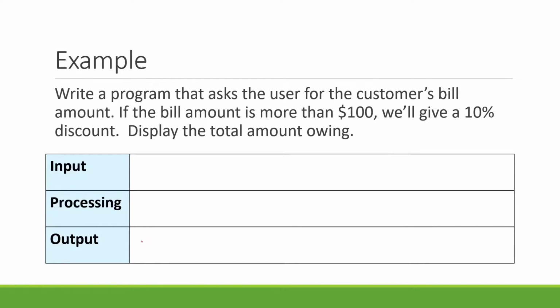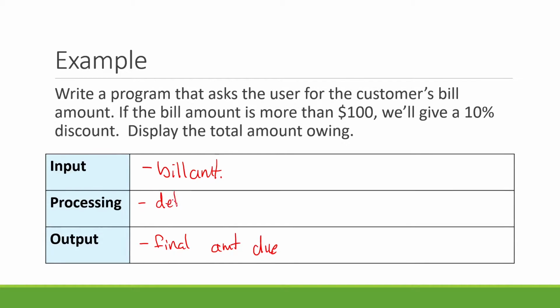As always, we start with our output. Our output for this program is the final amount due. Now, what inputs do we need in order to produce that output? We need to know the bill amount. So we're going to have to ask the user to enter the bill amount. And then of course the next thing I want to do is determine what processing takes place to convert these inputs into that output. So first what I want to do is determine if there's a discount.